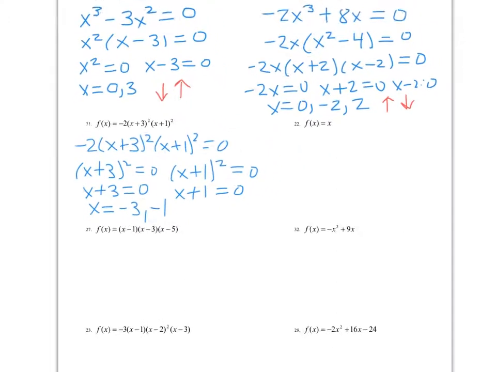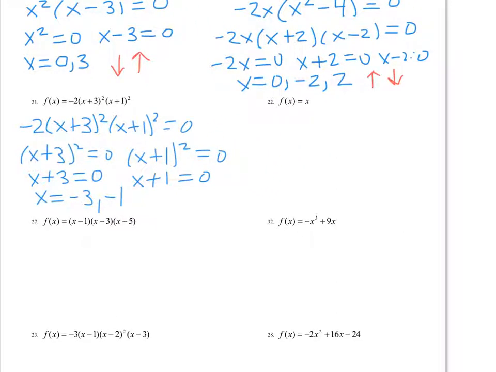Let's look at number 22. So f of x equals x. Hopefully you recognize that as the identity function, right? It's just a line, it's linear. But we can set that equal to 0 to get the x-intercept, right? We just set x equal to 0, and there it is, x equals 0. And it's a line, so the degree is 1, so it is going to go down on the left and up on the right.